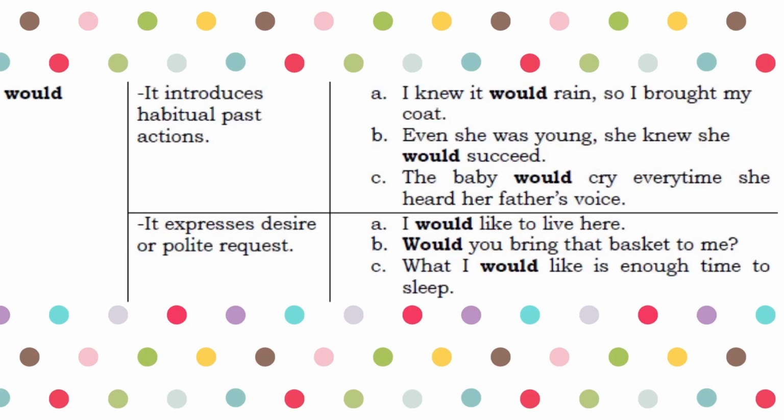Would. It introduces habitual past actions. For example, letter A. I knew it would rain, so I brought my coat. Letter B. Even she was young, she knew she would succeed. Letter C. The baby would cry every time she heard her father's voice.